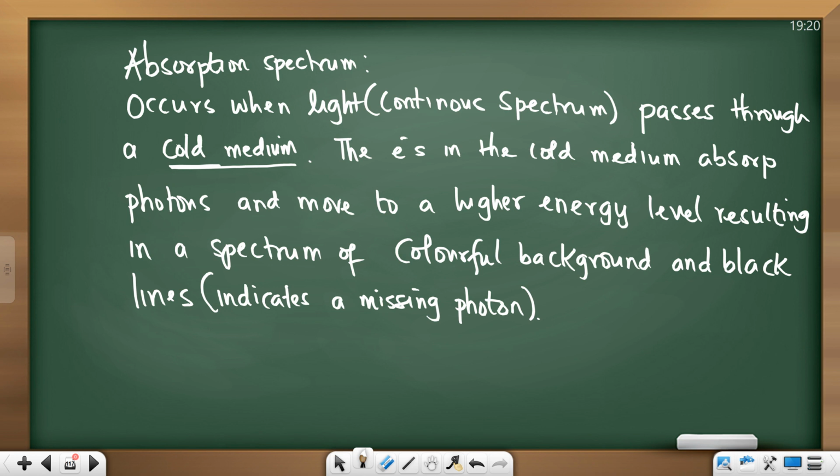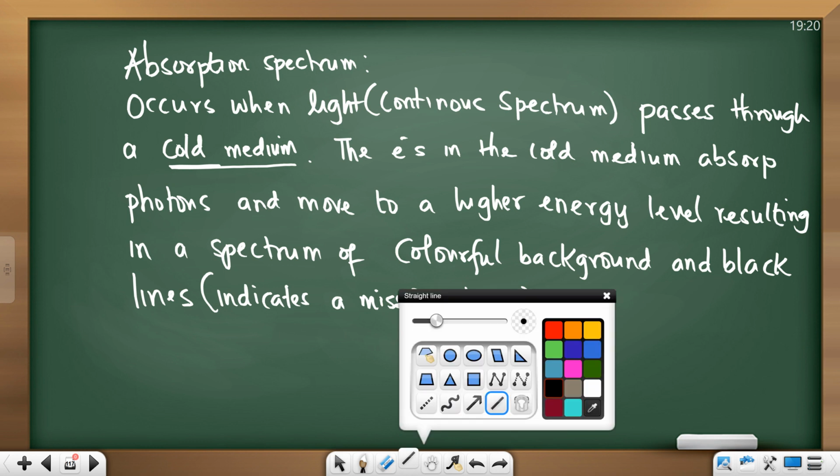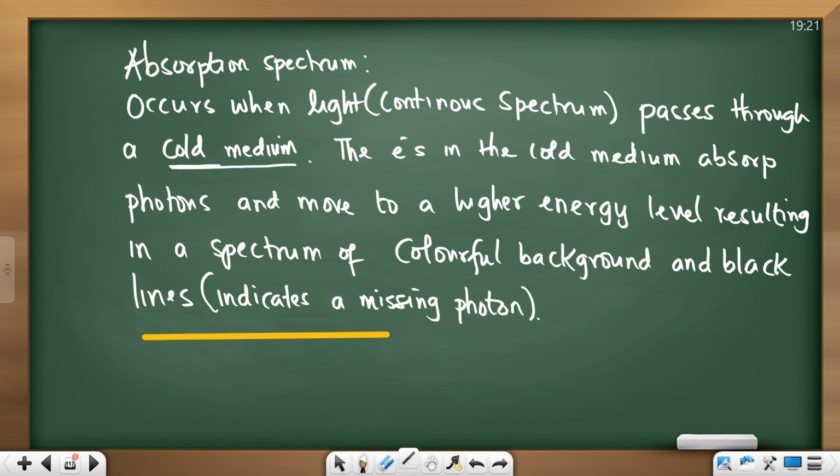All right, guys, please take note. We have a cold medium. Electrons would gain what? Energy. And this is what we are going to be looking at. Energy levels.